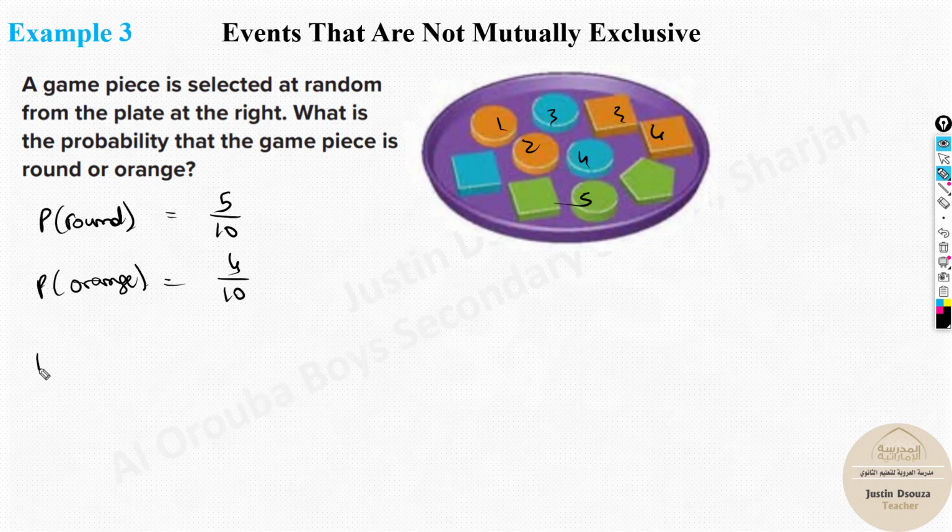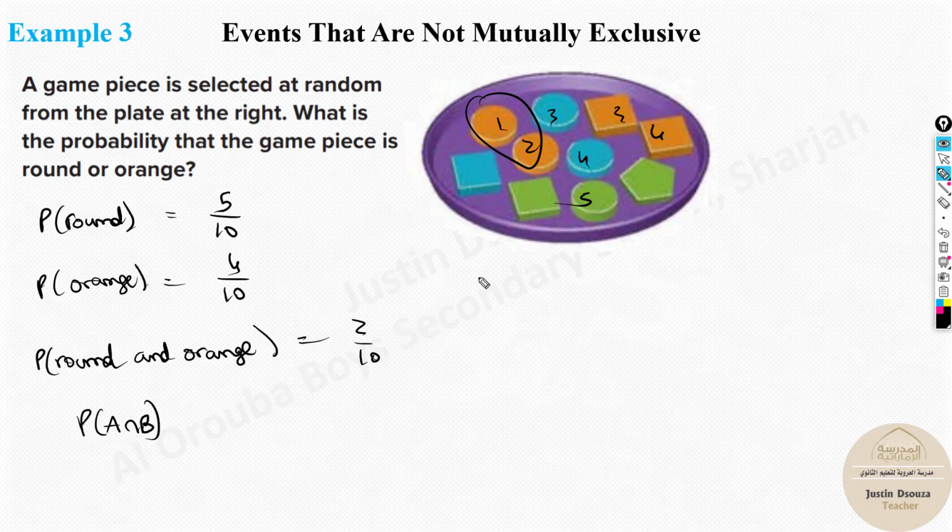Now, do we have any probability of round and orange? That is basically the intersection, P of A and B. You can see these two are round and orange, only two of them. So that is 2 by 10. Now we know from the formula, probability of A or B for not mutually exclusive events, because there are common terms, we have to do probability of A plus probability of B minus probability of A intersection B. This is the concept.